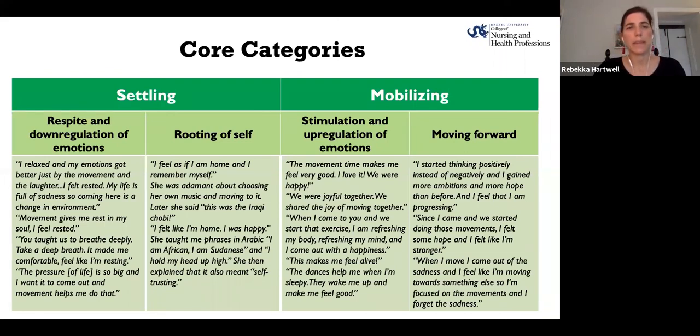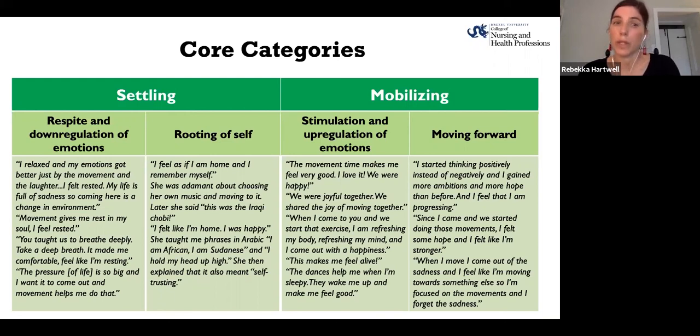Or, movement gives me rest in my soul, I feel rested. And then, as I was reading and thinking about settling and getting a sense of where the participants were with their interviews and the data, there was also this sense of almost a rooting of the self, a strengthening of the identity. And I have some quotes here. I feel as if I am home and I remember myself.